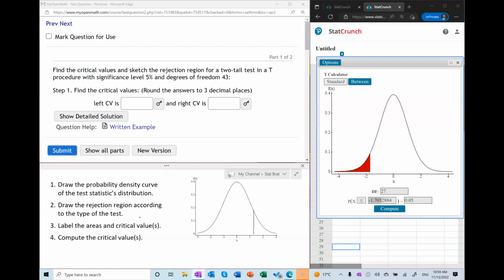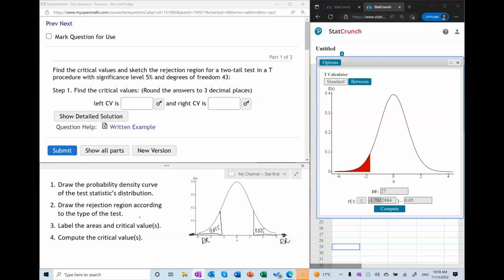So in a two-tail test, the rejection region will be on both sides of the spectrum. So we're going to draw it out exactly, showing that. And now we're going to label the areas. The total area of the rejection region is alpha. But in a two-tail test, it's evenly divided between the two tails. So the area of each tail is 2.5%.